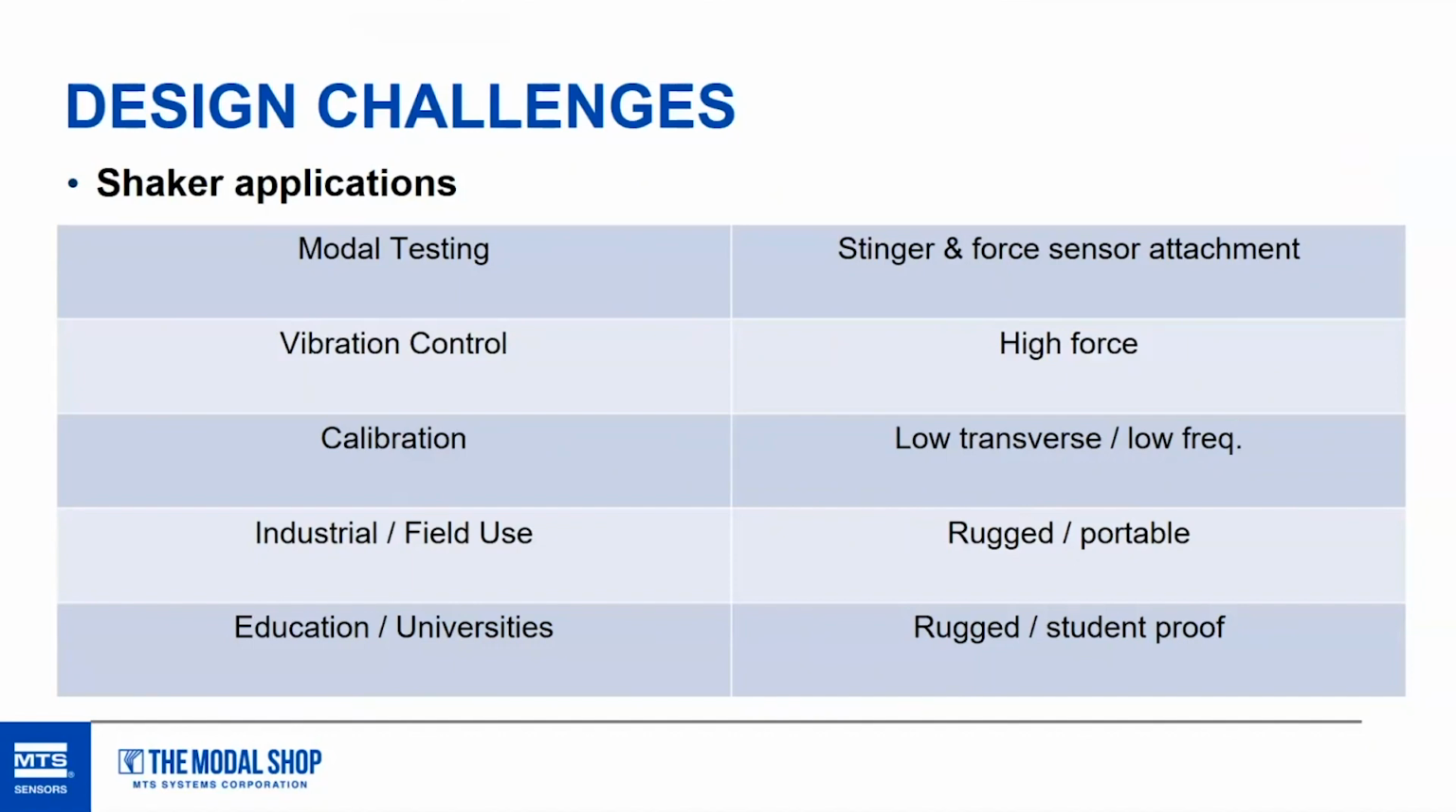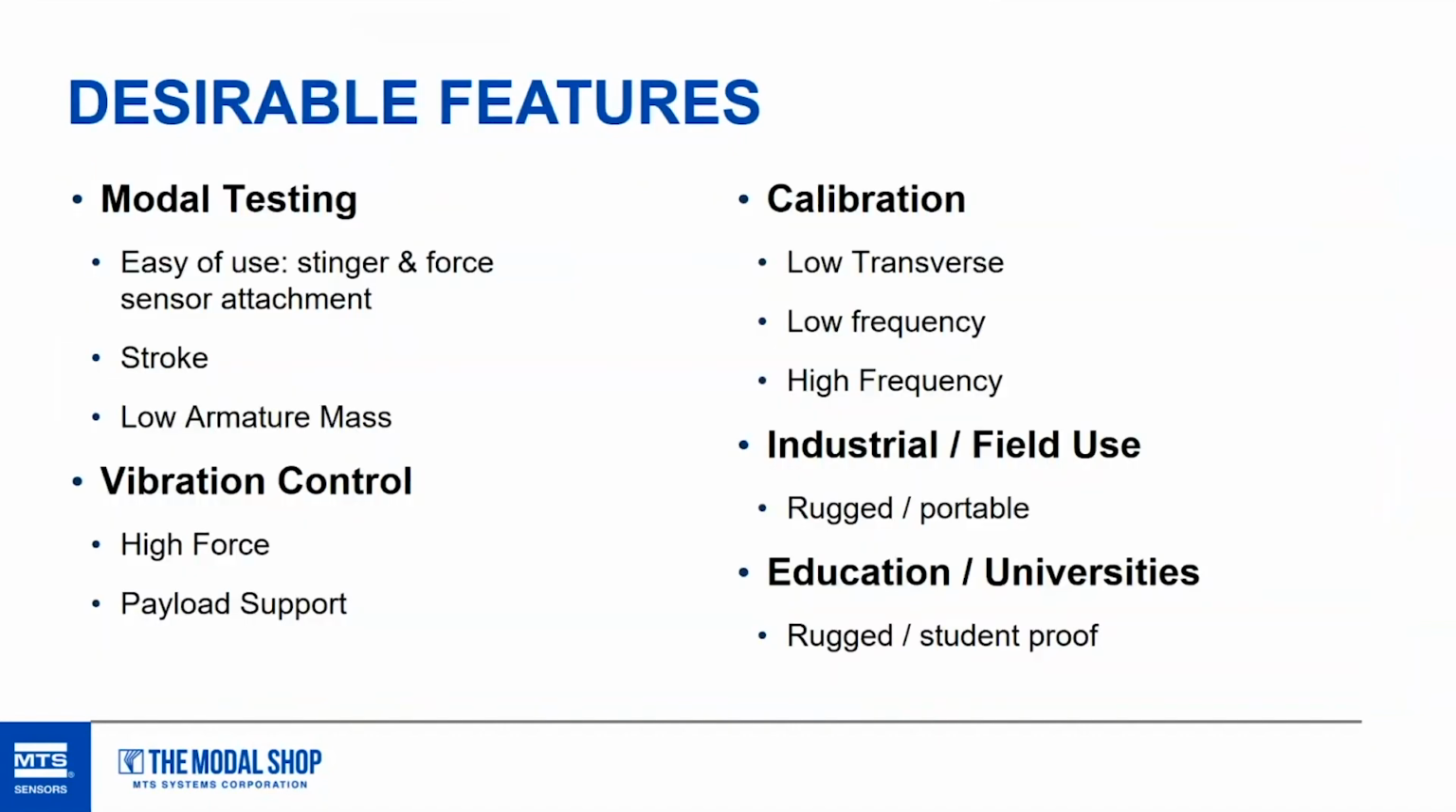In an industrial application, you want the shaker to be robust and portable, same as if you're using the shaker at a university, in an educational lab. You want the shaker to be rugged and survive and be student-proof and be available for many, many years to go. So again, we're going to look at each one of those desirable features depending on the application, and highlight how we handled those characteristics over the years in the different designs.